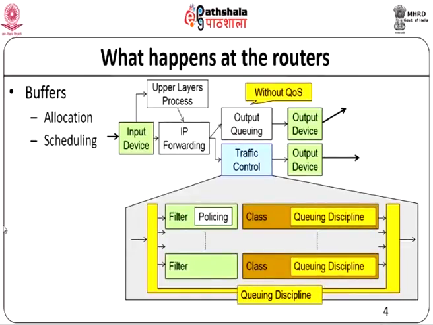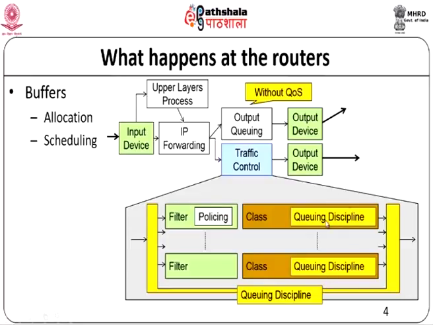Now, to understand this, let us take a look at what actually happens at the routers. At the routers, basically there are some buffers, both at the input and the output, and packets come into the buffers, they are queued at the buffers, and then spaces are allocated and they get scheduled for being sent out on the different output ports through the output devices. If there is some QoS, then there is some traffic control also that takes place, but even without QoS, with simple IP forwarding, it goes into the output queuing and it is sent out.